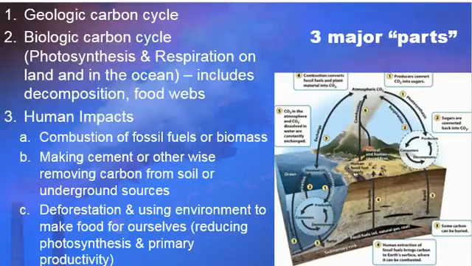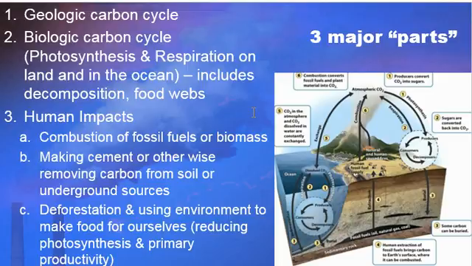Now, what we're going to find is our third part is all the ways that humans impact the carbon cycle. And we're doing this quite significantly. We're doing it through three major ways. The first way, and probably the way we're going to spend the most time on, is combusting fossil fuels, burning fossil fuels, and adding CO2 that way. But we also add CO2 when we burn biomass. When we burn things like wood, that's also adding to that issue.